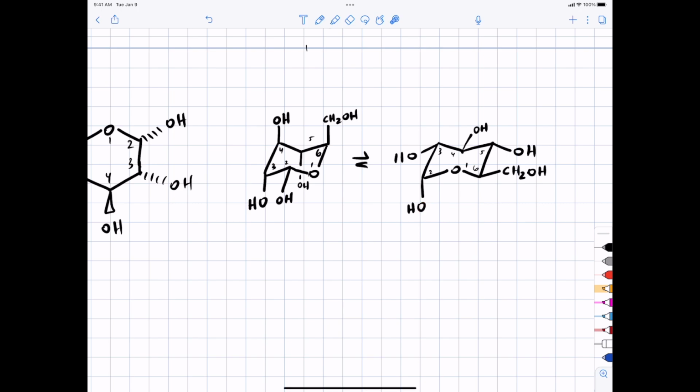All right? So now we've drawn the two chairs, we've compared them, we know that they're the same molecule, just different shapes. So which one is stabler, or more stable?